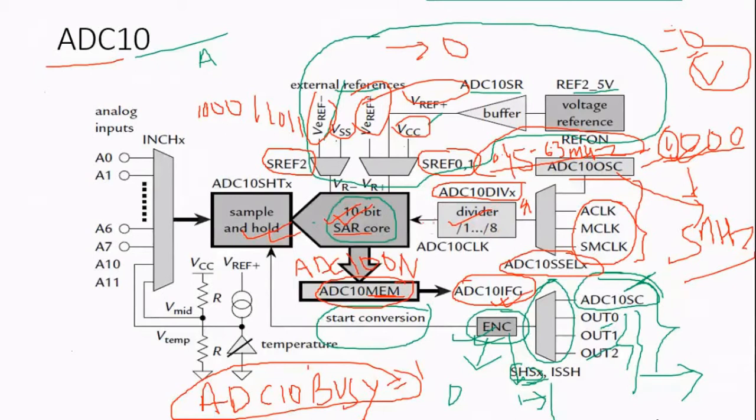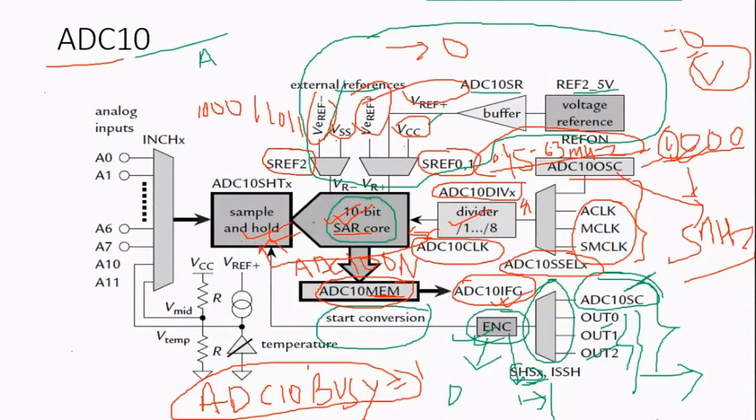After dividing the clock, you are providing it to the 10-bit SAR core. The same clock will be provided to the sample and hold circuit. That clock is the ADC10CLK, the final clock. So the output of the divider, the ADC10CLK, feeds both the SAR core and the sample and hold blocks.